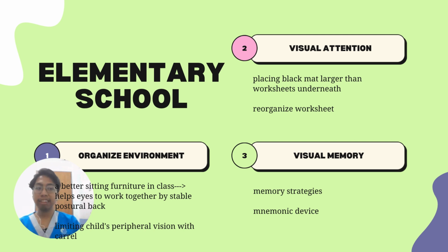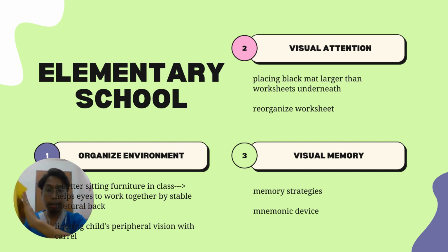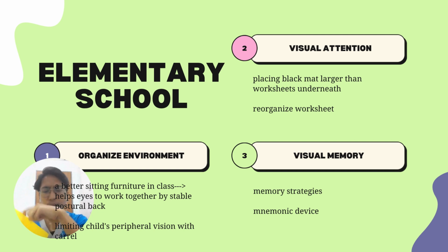Remove or limit as many things as possible in their vision so they can focus on one thing. And when they can focus, better attention. Next is visual attention. So place a black mat larger than the worksheet underneath. For example, let's say I have this paper yang atas dia adalah worksheet. Tapi there's too many words, I cannot focus. So putting a black mat larger than the worksheet, letak atas ni tapi bukan tutup sepenuhnya, just open this one line so they can focus on one thing.